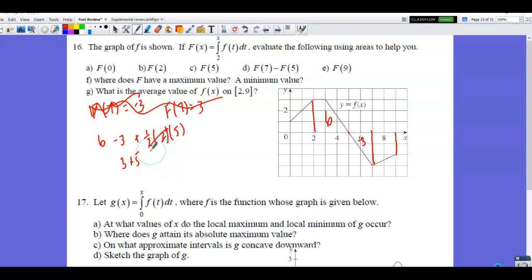is, I think I calculated that wrong. I see what I did. The area from 7 to 9 is negative, so that's 3 minus 5, which is negative 2. Yay.